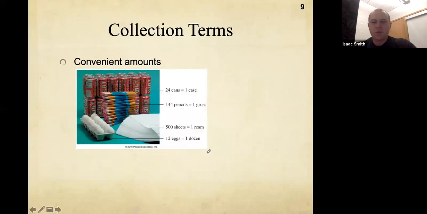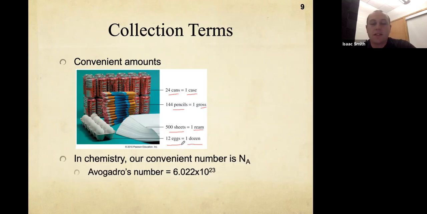To understand what a mole is, basically, it's just a convenient amount of something. For example, 24 cans you would call a case of soda, right? 144 pencils is a gross. That one's kind of weird, I didn't know that. A ream of paper is actually 500 sheets of paper. A dozen is 12. So if I say I have 1 dozen eggs, that means I have 12 eggs, right? And so in chemistry, that number is called Avogadro's number.